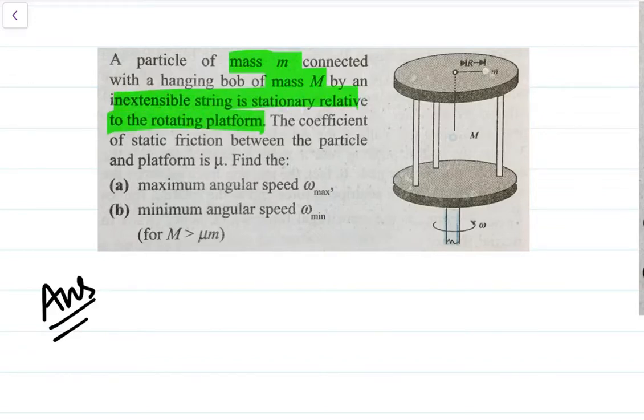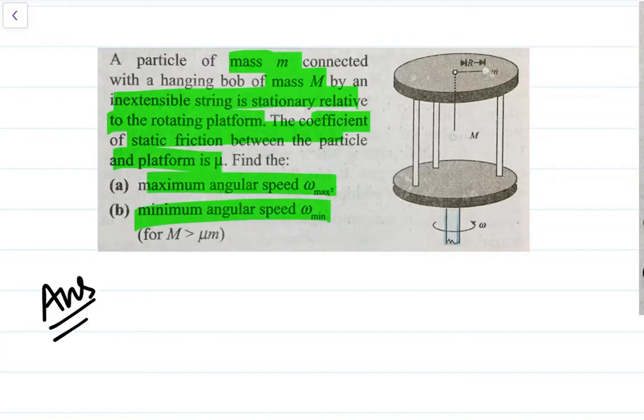Alright, what it is telling is that here there is a mass small m, and here there is an additional mass M that is hung here. Okay, got it? And what it is telling next is that the coefficient of static friction between the particle and the platform is mu. What we have to find? Maximum angular speed omega max and minimum angular speed omega min.